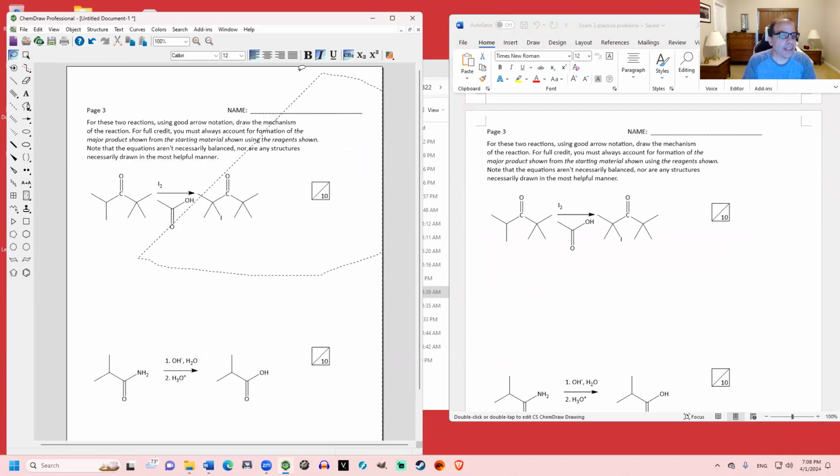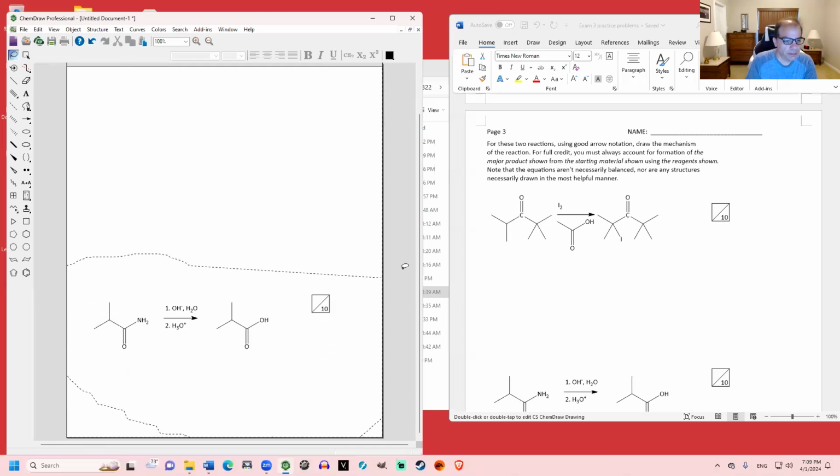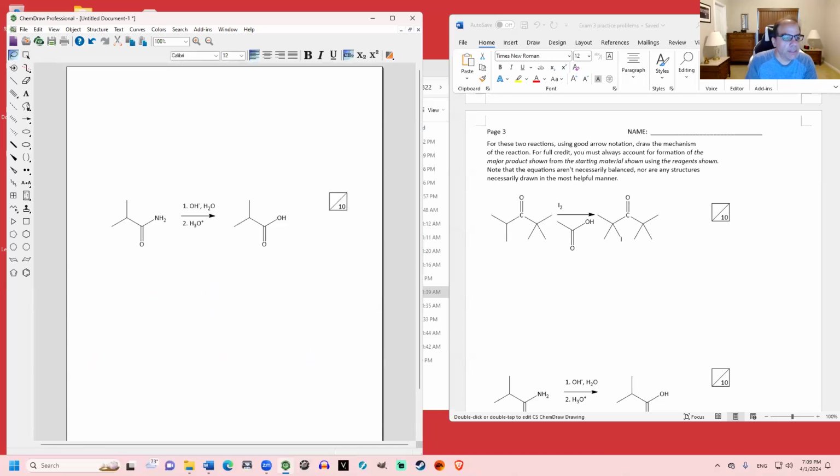Let's now handle that second mechanism. In the second mechanism, we're treating an amide with aqueous hydroxide followed by an acid workup. This is going to be alkaline hydrolysis of that amide. And so we need to treat it with acid because at the end, you get O minus instead of OH, and you need to put the proton back on the carboxylic acid. So you need to acidify.